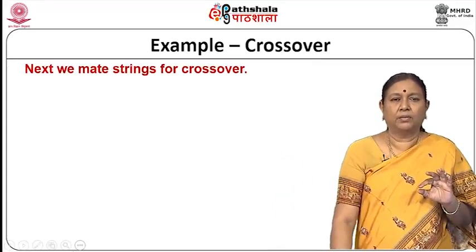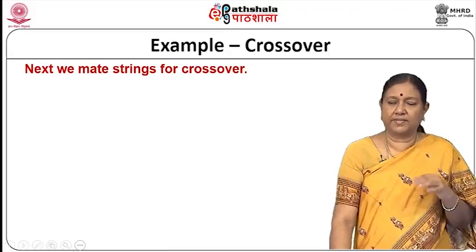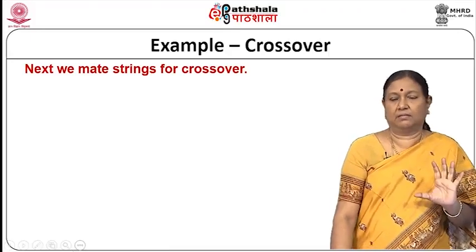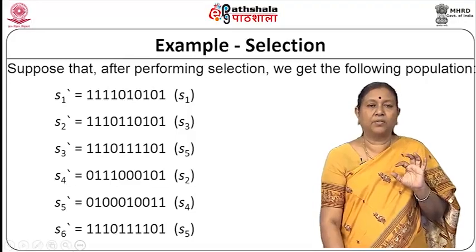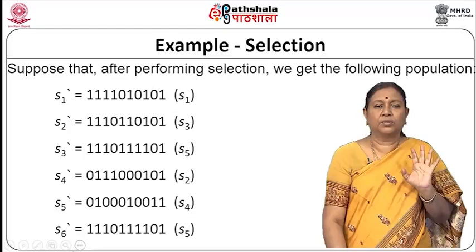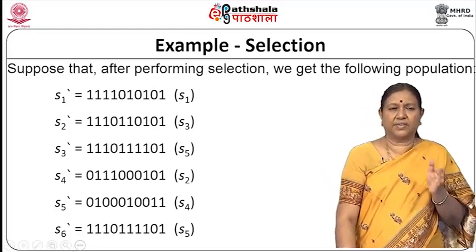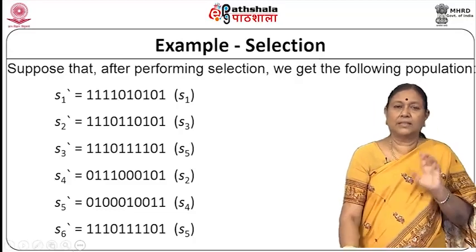Okay. Now, the next is crossover. So, next we make strings for crossover. So, we have selected 6 parents by roulette wheel, and we have not shown how this is done. We are assuming that these are the 6 selected. So, we call them S1 dash, S2 dash, S3 dash, S4 dash, S5 dash and S6 dash. Those are the selected ones.